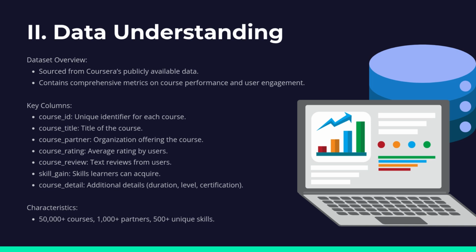Additionally, Course Review provides written feedback from users about their experiences. The Skill Gain column lists the skills that learners can expect to acquire after completing the course. And Course Detail includes extra information such as duration, level, and certification options. Overall, this dataset includes over 50,000 courses, more than 1,000 course partners, and around 500 unique skills and categorizes courses into 5 levels: beginner, intermediate, advanced, and so on.